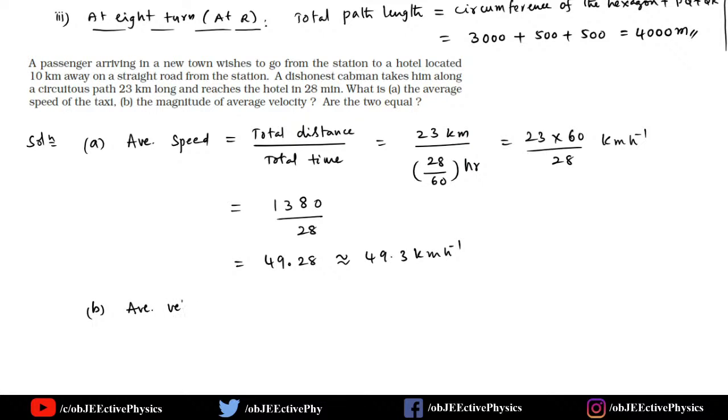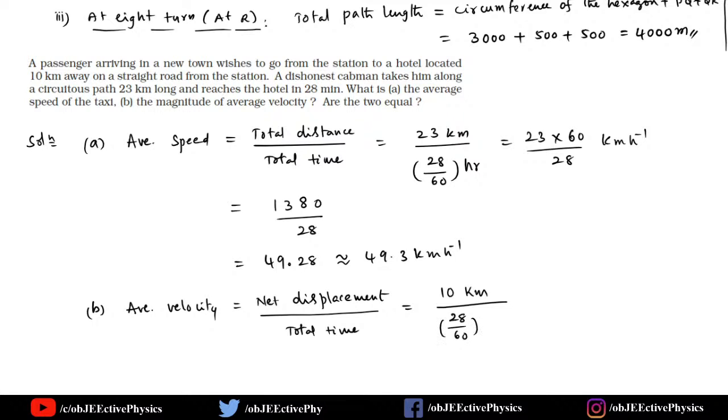Average velocity definition is total displacement, net displacement, divided by total time. What is the displacement? It is nothing but the shortest distance between the station and hotel. What is the shortest distance given in the question? 10 kilometers. So net displacement is the shortest distance, 10 kilometers, divided by time, which we consider as 28 minutes by 60 hours.